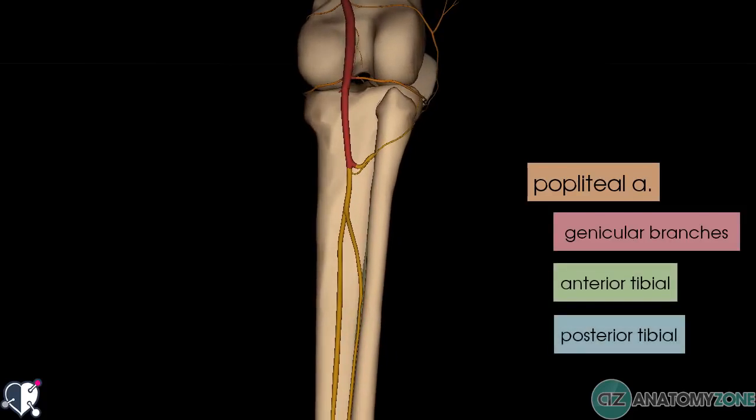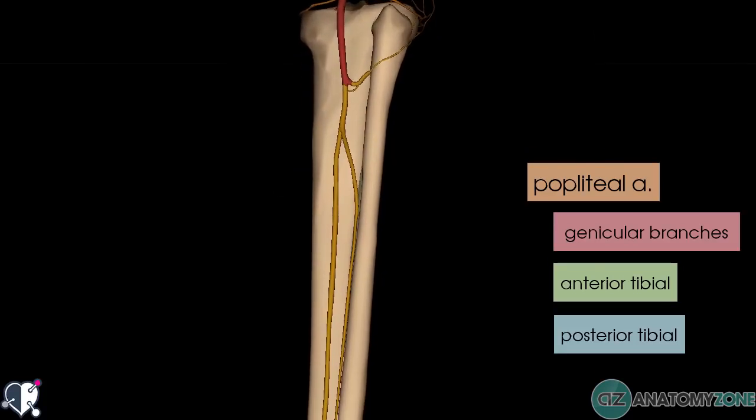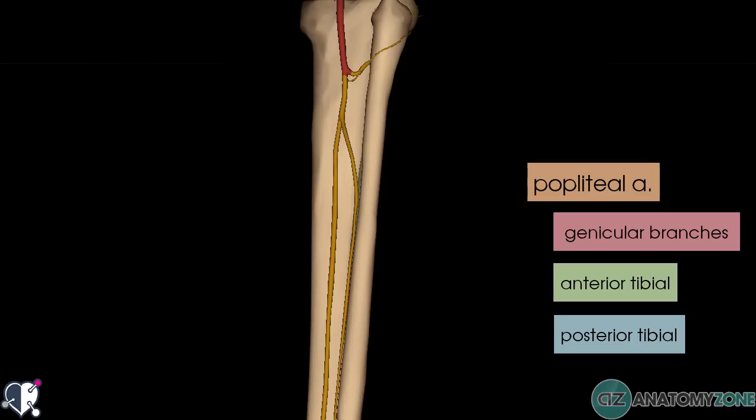So the posterior tibial artery, which you can see here, descends along the superficial surface of the deep posterior muscles of the posterior compartment, and it gives off the fibular artery, which is also referred to sometimes as the peroneal artery, and this branch supplies the lateral compartment of the leg. The other branch of the popliteal artery is the anterior tibial artery.